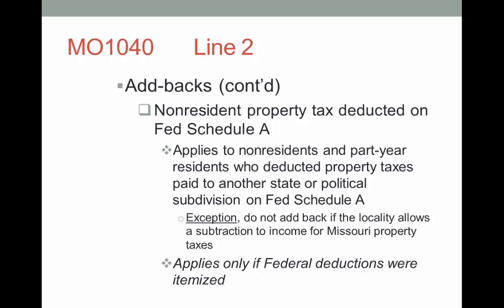Now, because this is tax, of course, there's a rule, and there's an exception, and there's an exception to the exception. So, if you have a potential add back, if the locality actually allows a subtraction to income for Missouri property taxes paid, you don't turn around and add it back here. And of course the question is, well, how the heck do I know that? Because every locality is different. If you have this potential situation, we're going to have to look it up. So call me over, we'll figure it out together. Again, it's not something you're likely to see, but it could happen.